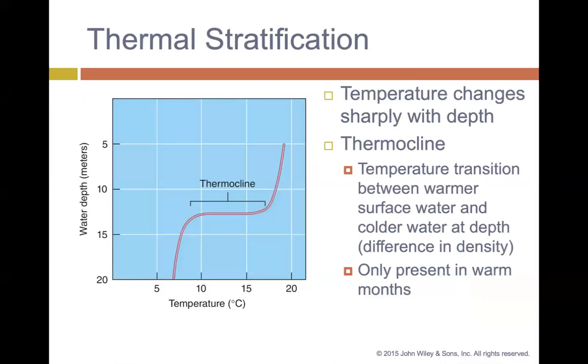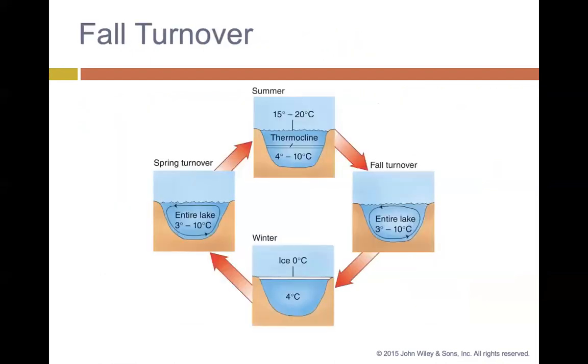Thermal stratification, so temperature changes sharply with depth in water. The thermocline is the temperature transition between warmer surface water and colder water at depth, and the difference is in density, and it's only present in warm months. Fall turnover shows how the temperature of lakes will change during the fall. So here we have summer, the thermocline layer, then fall turnover, the entire length becomes between 3 to 10 degrees Celsius.